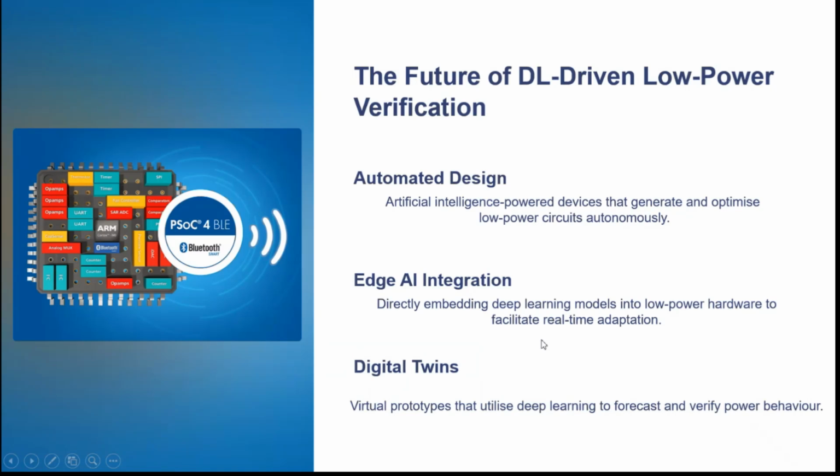So next slide. The future of DL driven low power verifications: automated design, edge AI integration, and digital twins. In automated design, artificial intelligence powered tools generate and optimize low power circuits autonomously. In edge AI, deep learning models are embedded directly into the low power hardware to facilitate real time adaptations. Then coming into digital twins, a virtual prototype utilizes deep learning to forecast and verify power behavior.